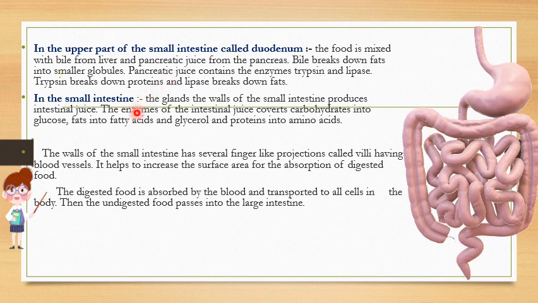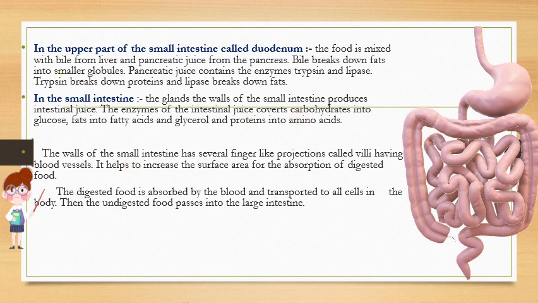So you know that the small intestine, where food enters from the stomach, is the longest part of the alimentary canal. It is mainly controlled by the sphincter muscles. The glands of the small intestine produce intestinal juices. The enzymes of intestinal juices convert carbohydrate into glucose, whatever food we consume.